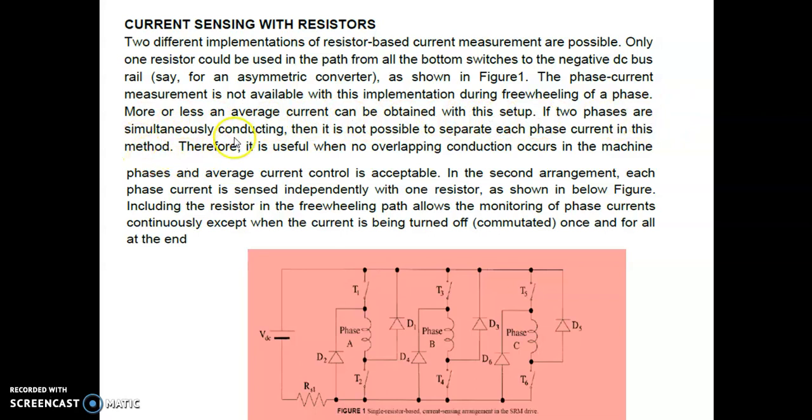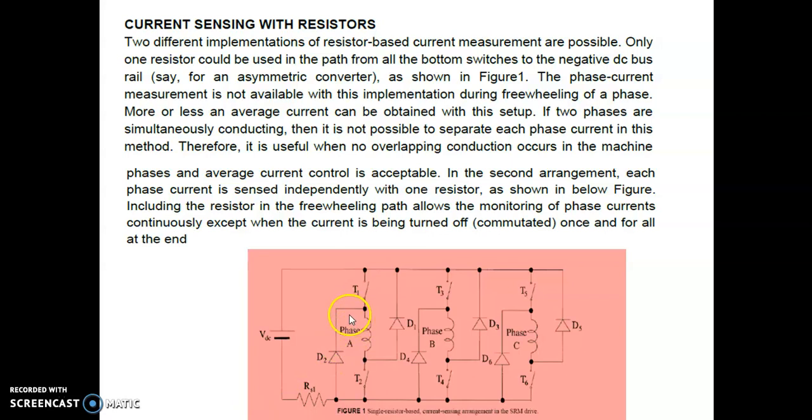If two phases are simultaneously conducting, then it is not possible to separate each phase current in this method. Therefore, it will be useful when no overlapping conduction occurs in the machine phases and the average current control is acceptable. In the second arrangement, each phase current is sensed independently with one sensor as shown in the below figure. With the help of the series resistor RS1, we are sensing the current. Including the resistor in the freewheeling path allows the monitoring of phase currents continuously except when the current is being turned off or commutated once and for all at the end.